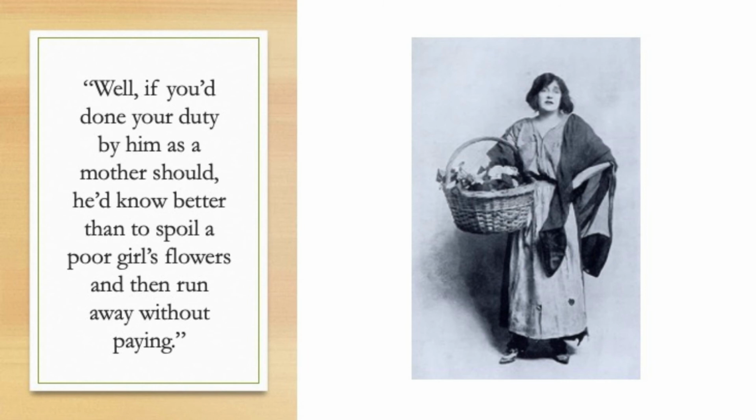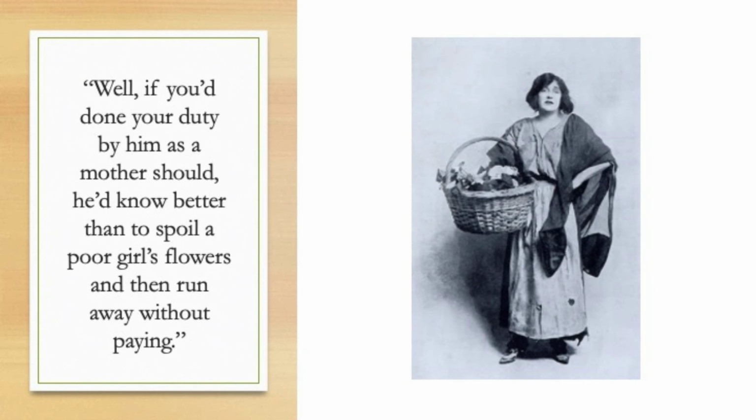Here's Eliza early in Act 1, selling flowers at Covent Garden. Freddie just ran into her and spilled her violets. Eliza chides Freddie's mother: "Well, if you'd done your duty by him as a mother should, he'd know better than to spoil a poor girl's flowers and then run away without paying."